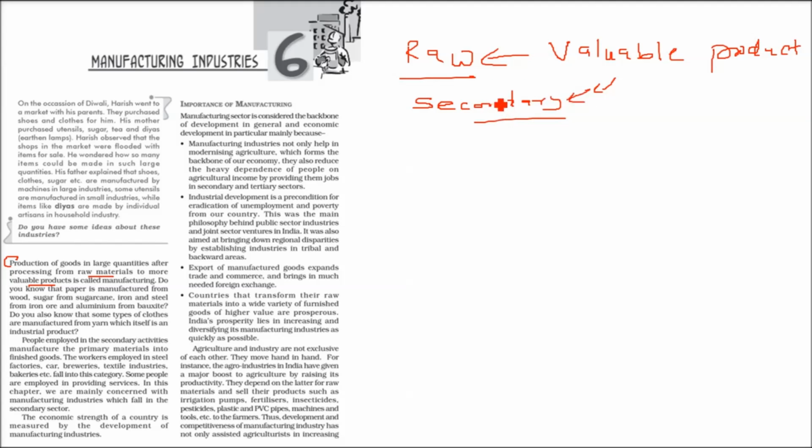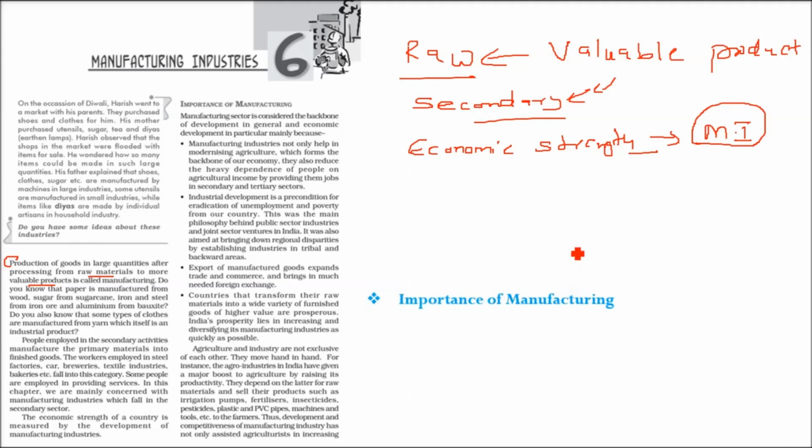So one more important thing is that the economic strength of any country is measured by what? That the country is economically strong, economically good, economically developing. That means all these things come when we see the development of manufacturing industries. If the health of manufacturing industries is good, then we say that this country has a good economic strength. So now, what is the importance of manufacturing? Why are we discussing manufacturing?